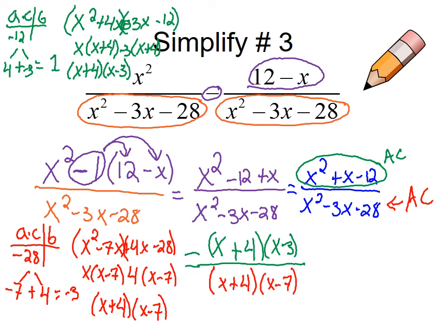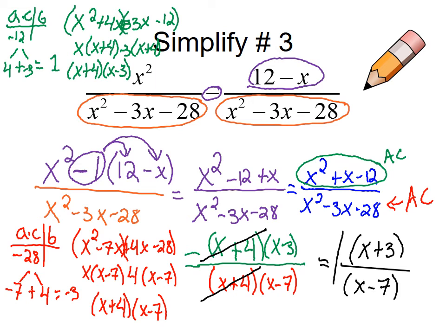Now I have to go ahead and cancel whatever I can cancel. In this case, I can cancel my x plus 4s, and then I'm left with x minus 3 over x minus 7. And this right here is going to be my final answer, all right? Okay, there's example 3.